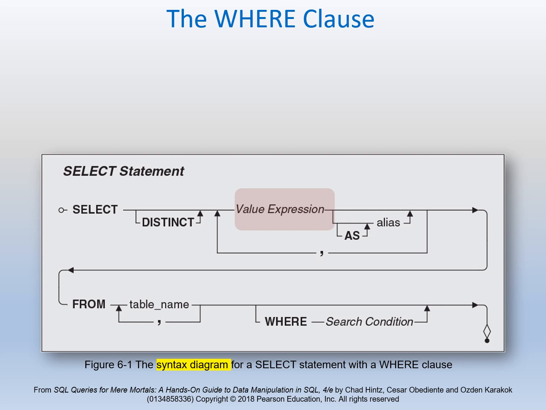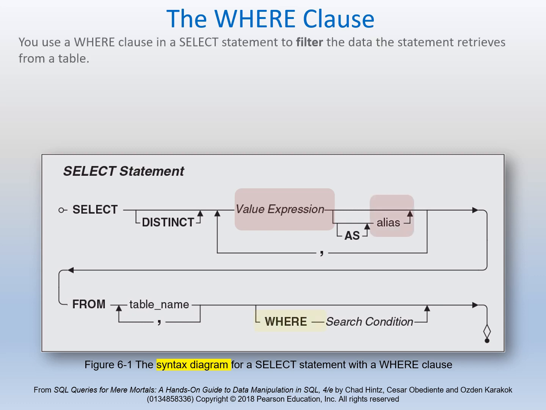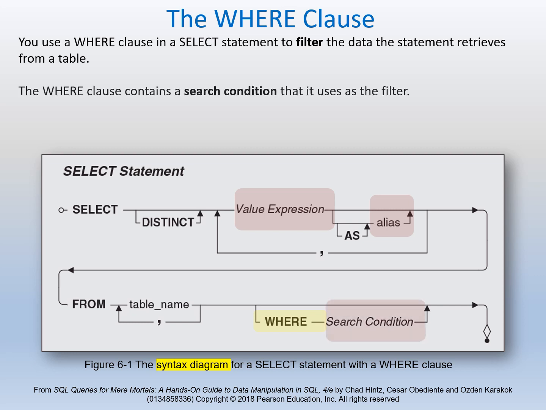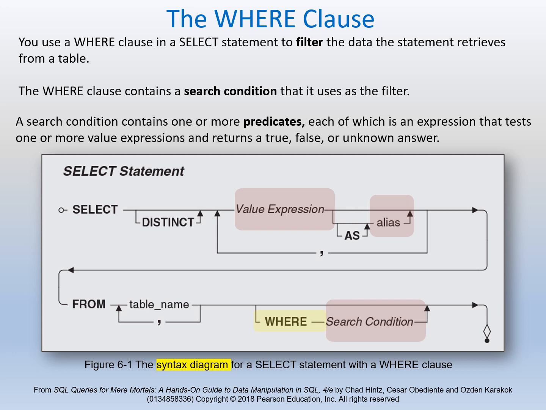The where clause is a clause within the select statement that is used to filter the data, just as we use the order by clause to sort the data. The where clause contains one or more search conditions, and if the search conditions contain one or more predicates, then we have multiple search conditions in our where clause.